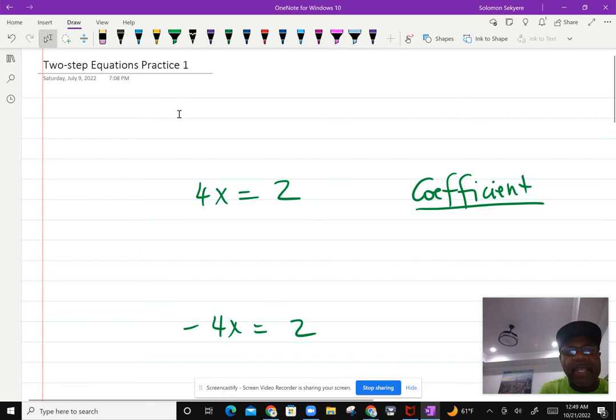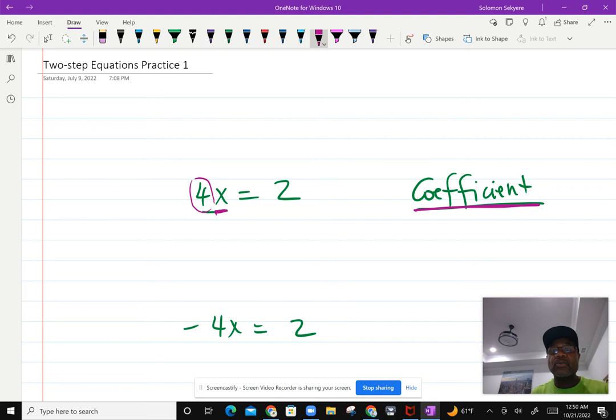So, for instance, if you have 4x equals 2, an unknown number x, which we call your variable. What do you call the 4? The 4 is your coefficient. Keep that vocabulary here. Yes, you may be in fifth grade, but you have to know that. So the 4 is the coefficient of the x.